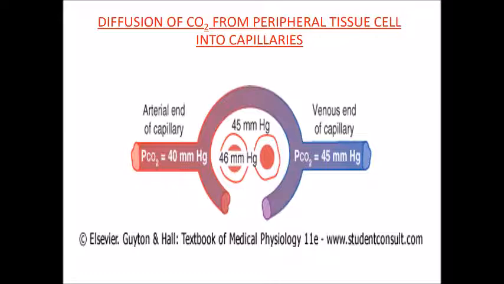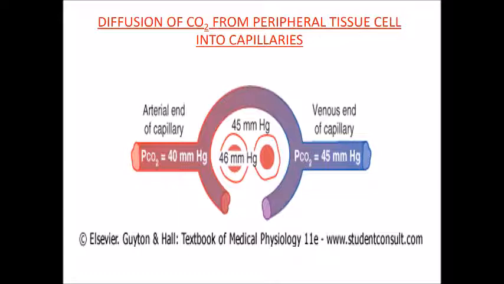Now, in the capillaries, the arterial blood is reaching, having PCO2 of 40 millimeter of mercury. You can see in the diagram, inside the cell, the average PCO2 is 46 millimeter of mercury. Between the capillary and the cell, there is an interstitial fluid. It is having PCO2 of 45 millimeter of mercury.